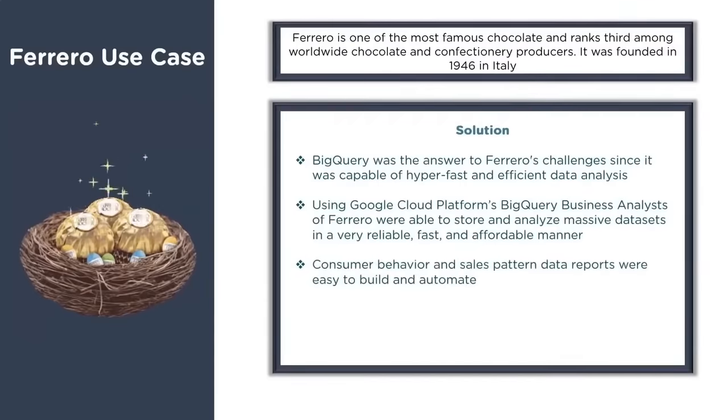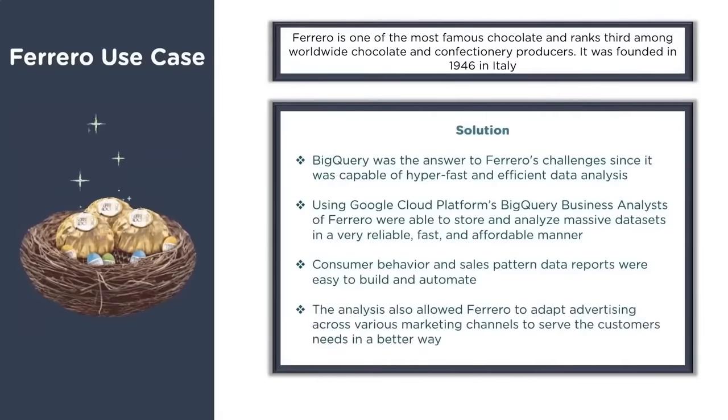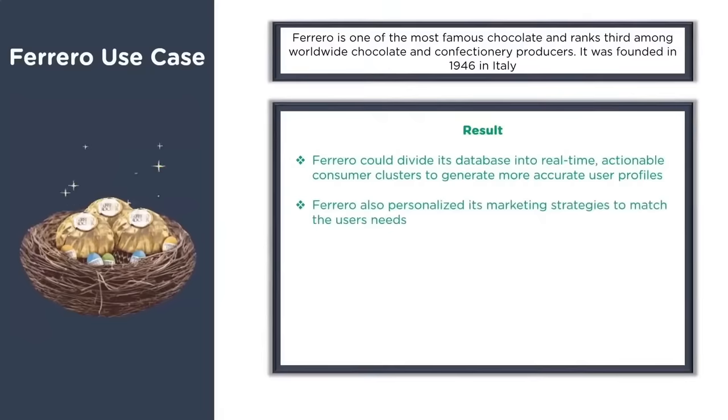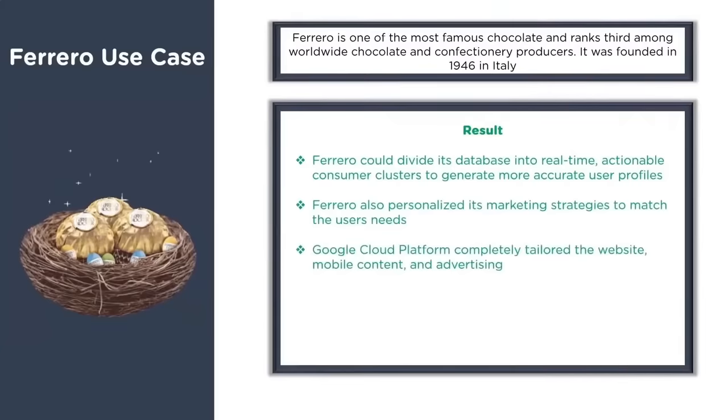Consumer behavior and sales pattern data reports were easy to build and automate. And the analysis also allowed Ferrero to adopt advertising across various marketing channels to serve the customer needs in a better way. What was the result? They could divide their database into real-time, actionable consumer clusters to generate more accurate user profiles. Ferrero was also able to personalize its marketing strategies to match the user needs. Now, Google Cloud Platform completely tailored the website, mobile content, and advertising, and created a very cost-effective media buy strategy.